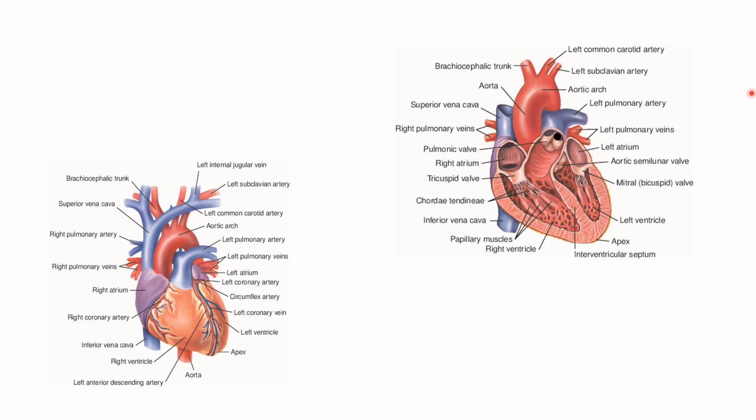Deoxygenated blood from the body returns to the right atrium by way of two large veins. The first one is called the superior vena cava, this blue right here. It's pronounced superior vena cava, and it collects and carries blood from the upper body. And you have the inferior vena cava just down here, and it collects and carries blood from the lower body.